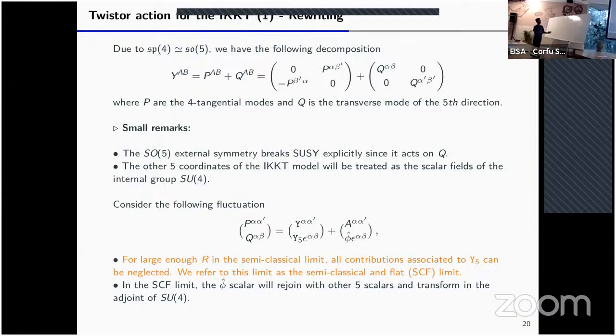And all the five coordinates of the IKKT matrix model that we haven't touched yet will be treated as scalar fields of the internal group SU4. So now we can consider the following fluctuations. P splits into the background Y and the fluctuation A, and Q splits into the background Y5 and the fluctuation phi hat, which describes the scalar field. You can show that for large enough radius in the semi-classical limit, all contributions associated to Y5 can be neglected. We refer to this limit as the semi-classical and flat limit. Now in this limit, the phi hat scalar field will rejoin with the other five scalars and transform in the adjoint of SU4. And now we recover supersymmetry completely.